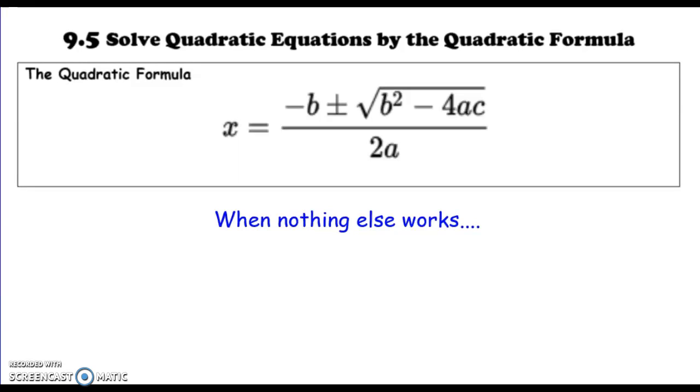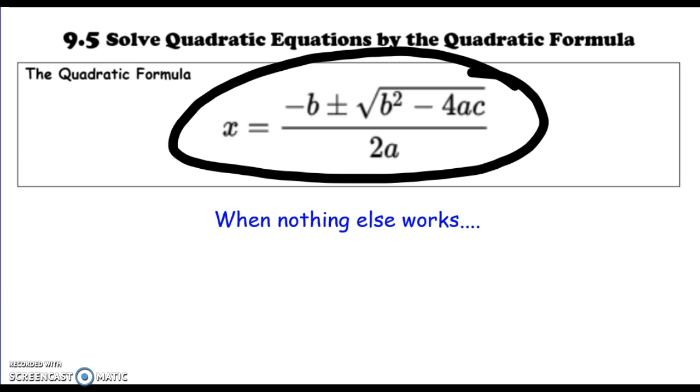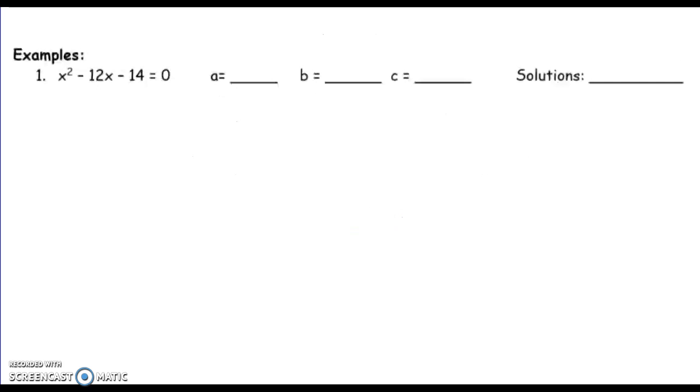Section 9.5 is the best section ever because it is quadratic equations and the quadratic formula. And when nothing else works, you're going to use the quadratic formula, which is written right here. X equals the opposite of b plus or minus the square root of b squared minus 4ac all over 2a. Okay, so first we need to identify my a, b, and c. My a is 1, my b is negative 12, and my c is negative 14.